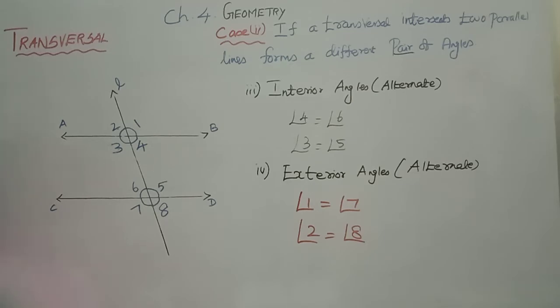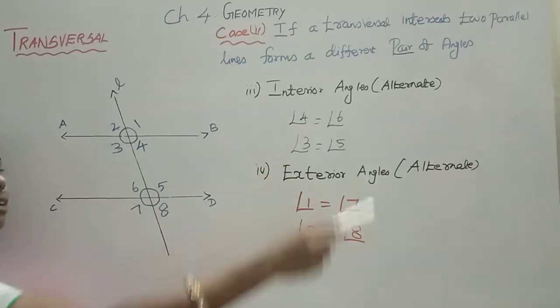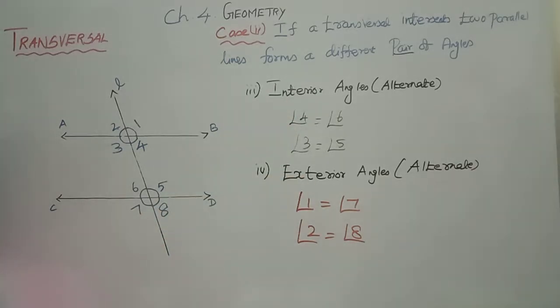Which are the angles? Corresponding. So when a transversal cuts a pair of parallel lines, how many different pairs of angles are equal? Here we finish 4 different types. One is corresponding angles are equal, vertically opposite angles are equal, interior alternate angles are equal, exterior alternate angles are equal. Next, which are the angles making a linear pair?